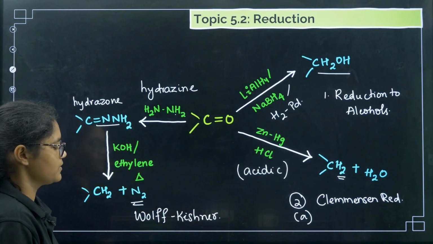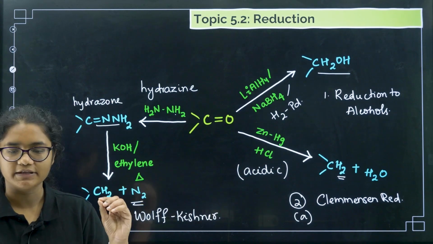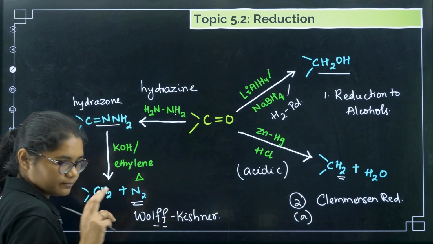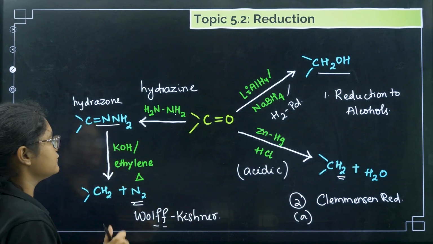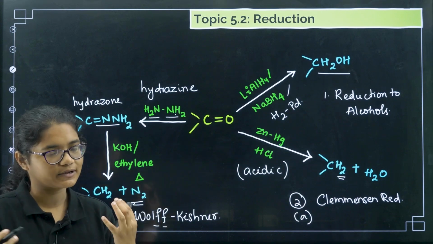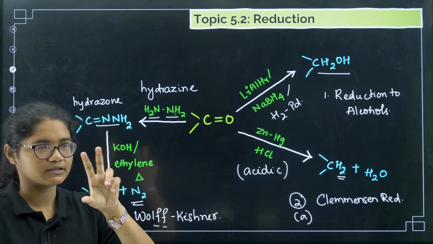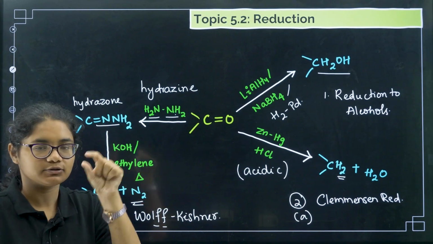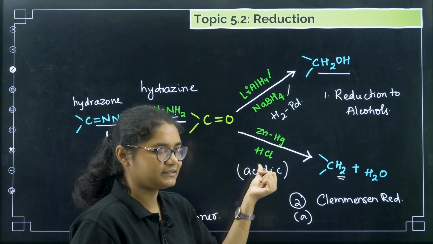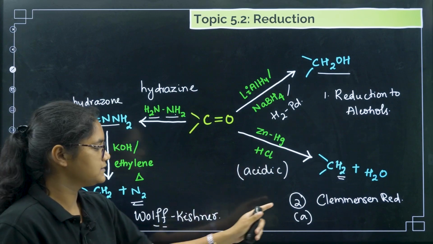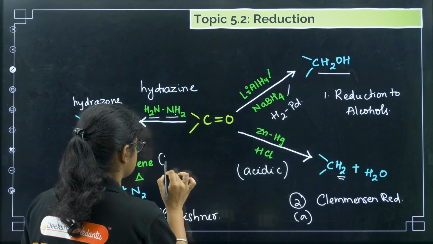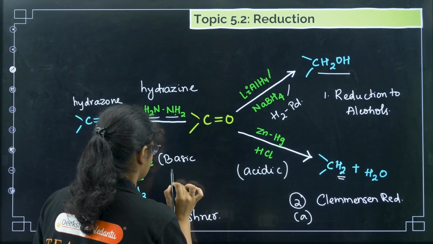Now how to remember this one? I'll tell you a very easy trick. You see, in Wolff there is a double F, 2 F's are repeated, and here NH2 is repeated. So you can think that Wolff-Kishner will have something which is repeated, so NH2 will be there, and with NH2 there is basic medium, while with zinc it is acidic medium. So Clemmensen is acidic medium, Wolff-Kishner is basic medium.